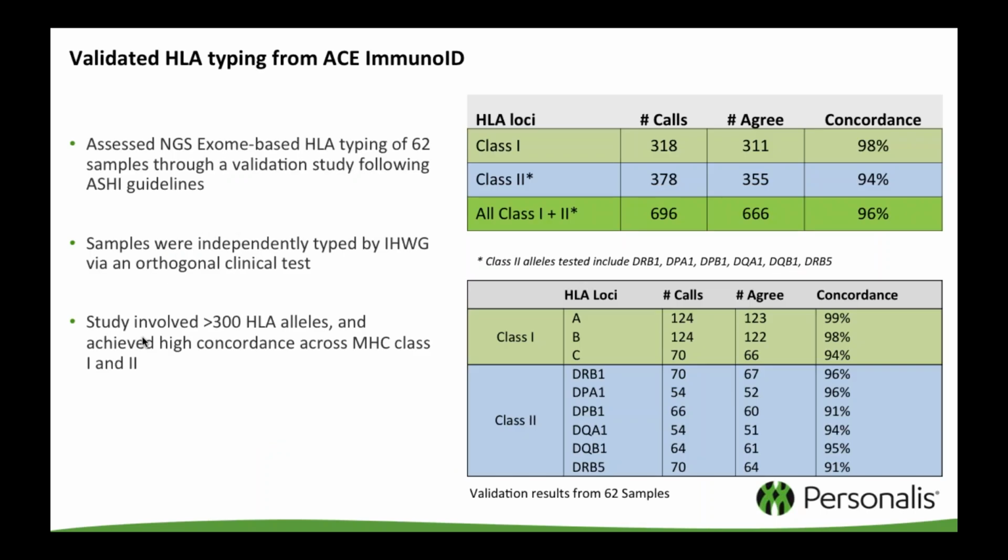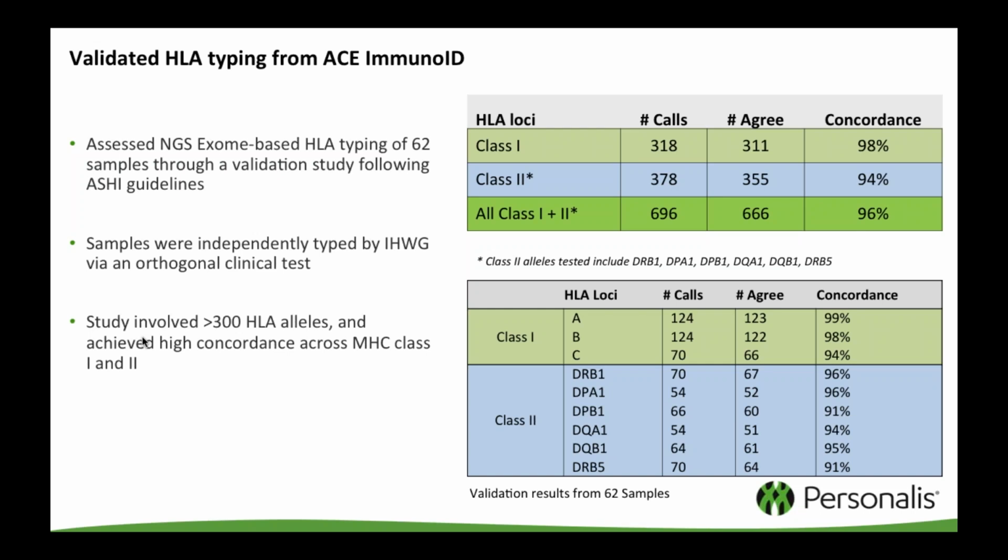So we have completed a performance characterization of our ability to perform NGS-based HLA typing from our ACE cancer exome. So here we sought to validate hundreds of HLA alleles across both MHC class 1 and class 2. And to do this, we use standard samples from the International Histocompatibility Working Group that had results from orthogonal clinical grade HLA testing or PCR-based testing.